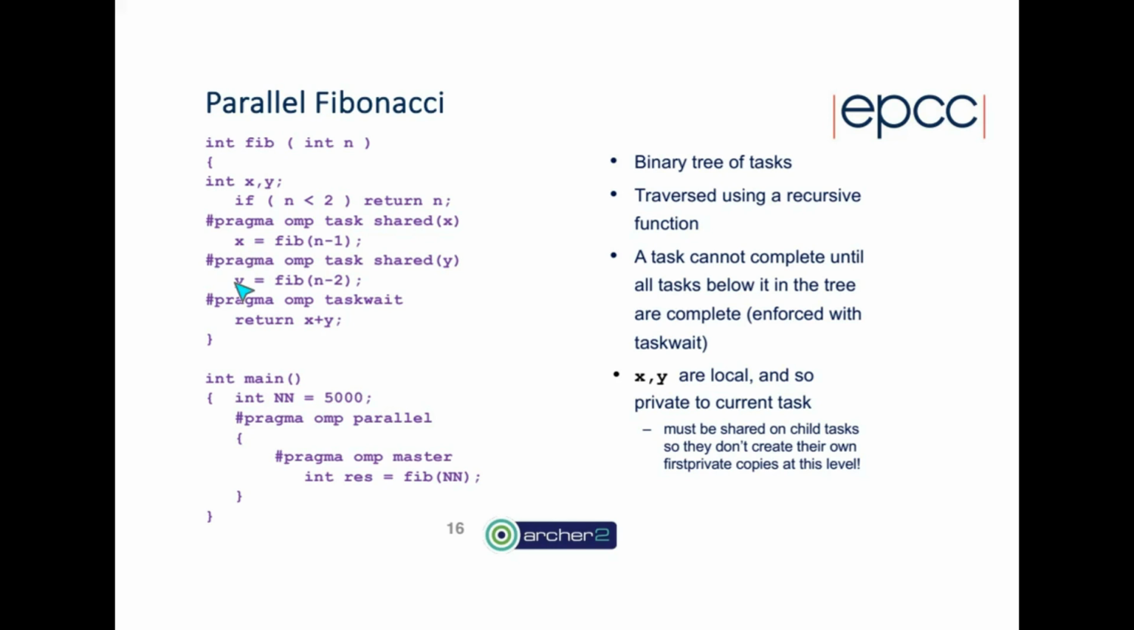Okay, so X and Y here inside the tasks must refer to the current existing storage called X and Y, which is the version or the copy of X and Y which was created by declaring them at this level in the recursion. So that's why we have this shared clause here on these tasks for X and Y. It means that this X and this Y really do refer to this storage here, not to some newly created storage for the duration of the task.